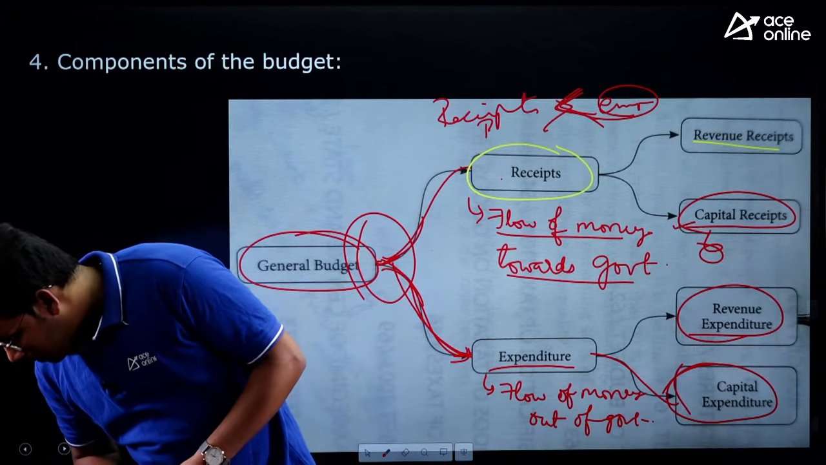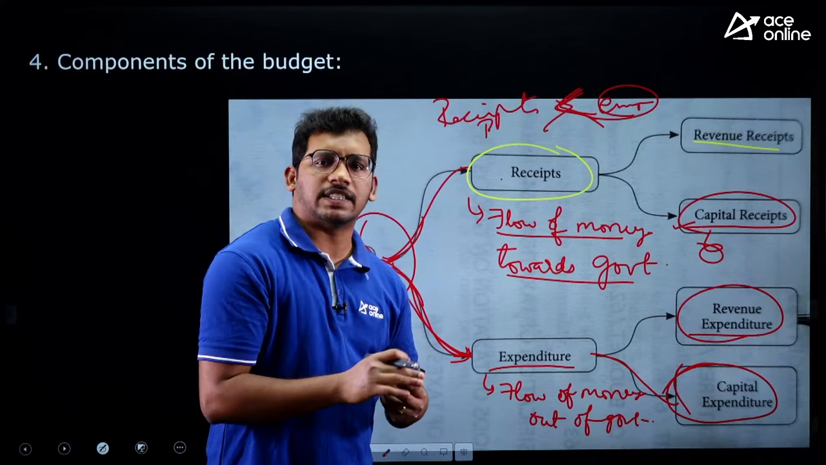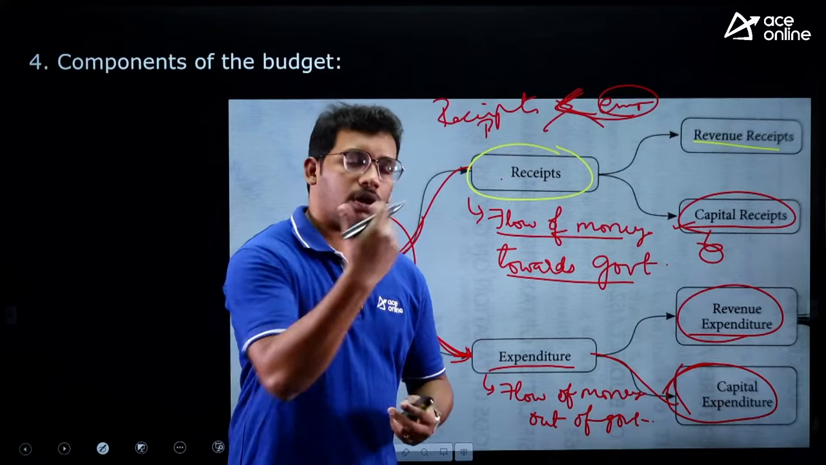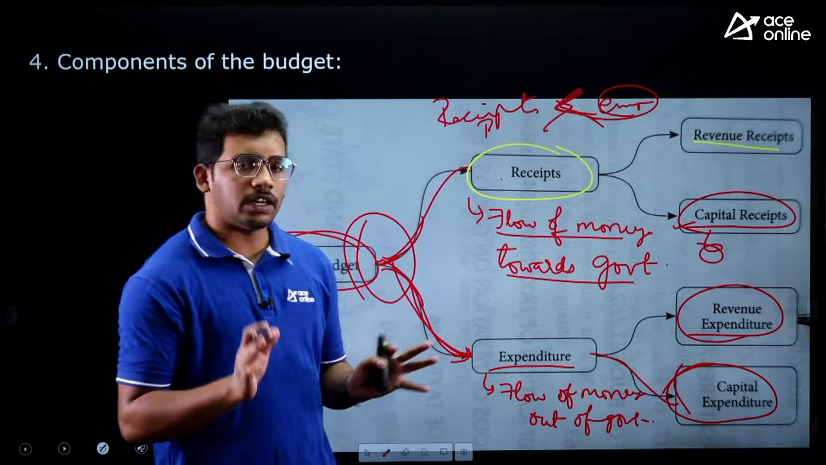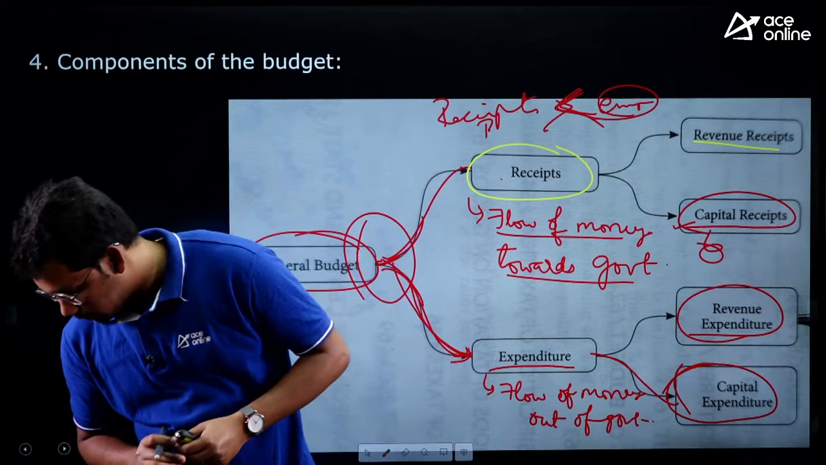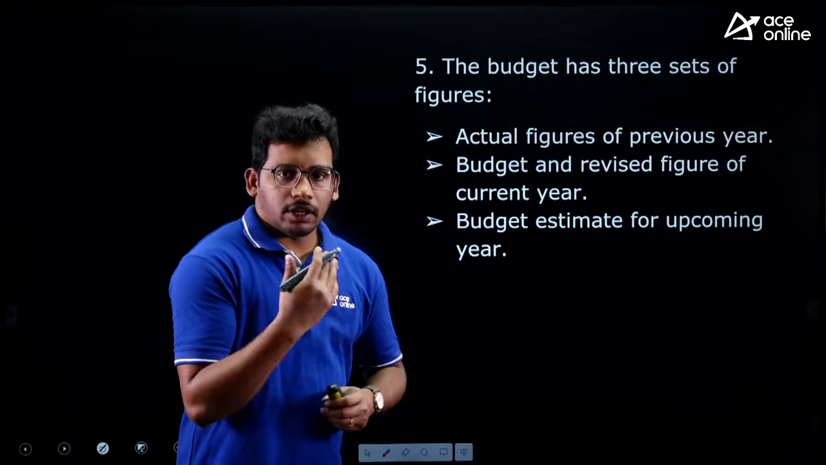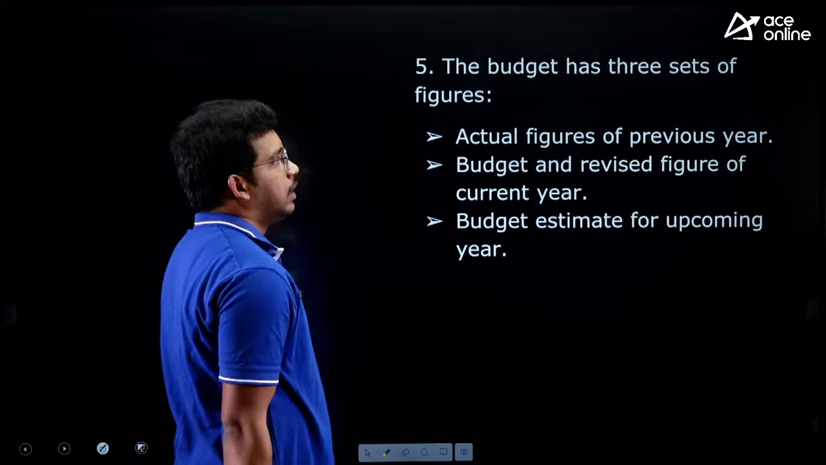Metro project is a capital expenditure. Yes, creation of a metro is a capital expenditure. That is an asset where government will keep collecting funds from the public. So whoever is traveling through the metro, they will pay money to the government. So that is a type of capital expenditure. Okay, now moving ahead, the next point here, this also you need to understand.